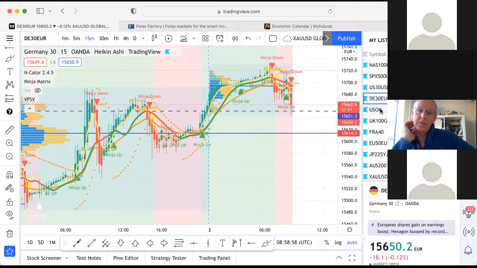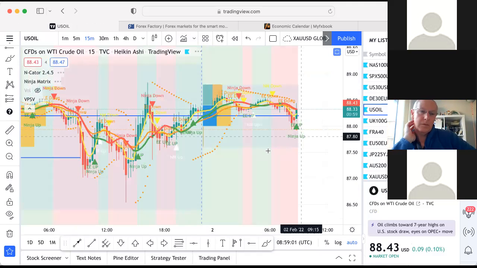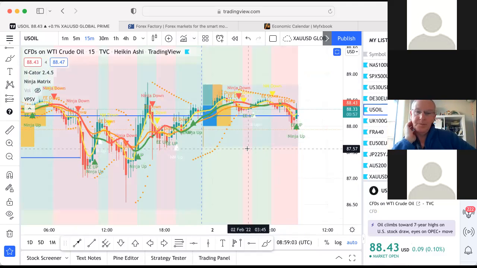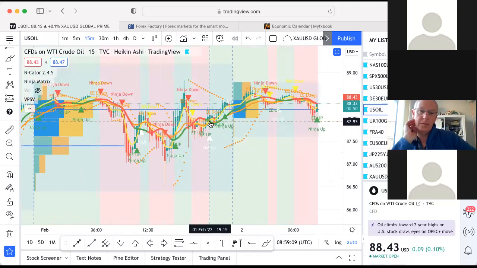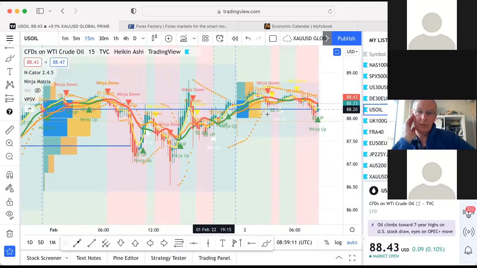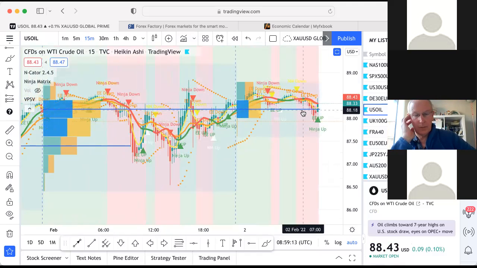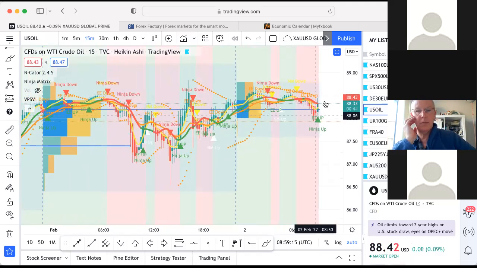So let's have a look at US oil, see if there's anything going on there. That was looking as if it was going to go down. In fact, it has. There's yesterday's point of control. It's just gone down and gone through it, and it's gone back up again.